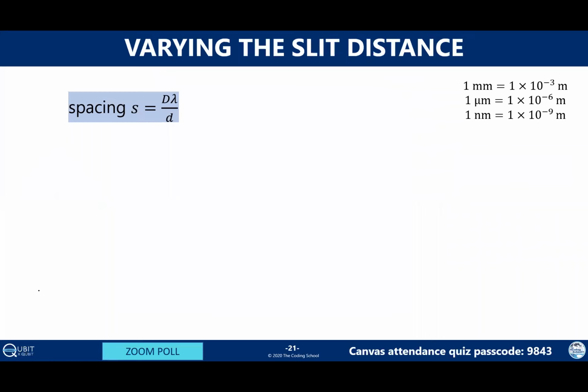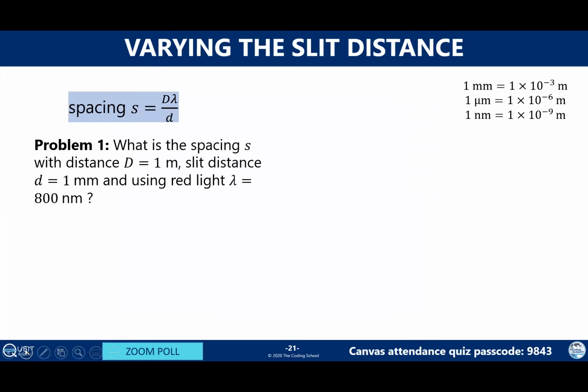Okay, so let's do a couple of calculations to see how this works. Problem number 1. What is the spacing S if we have a distance, capital D, of 1 meter, like I said, a slit distance of 1 millimeter, and we use red light, which is 800 nanometer wavelength? We have some unit conversions up top here. Just give me 1 second before I continue.